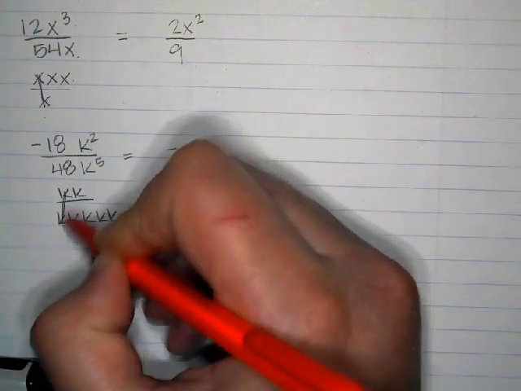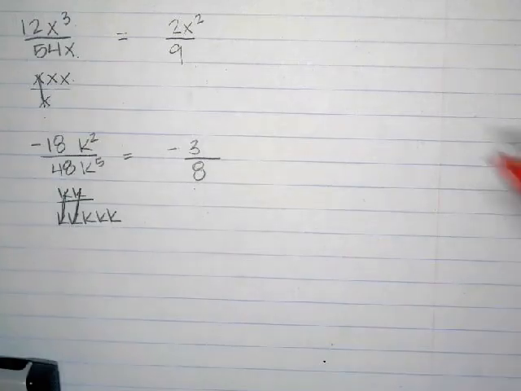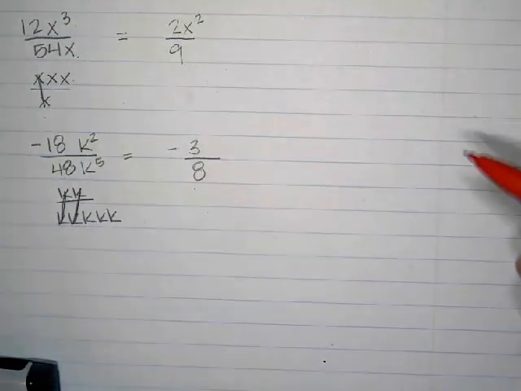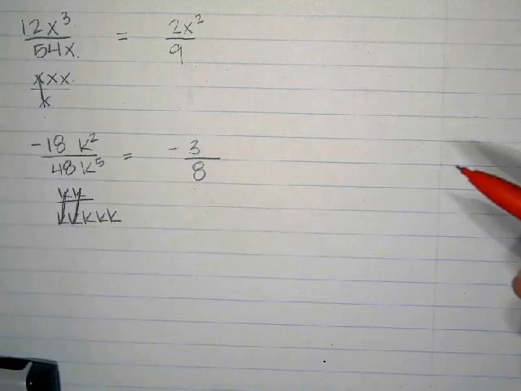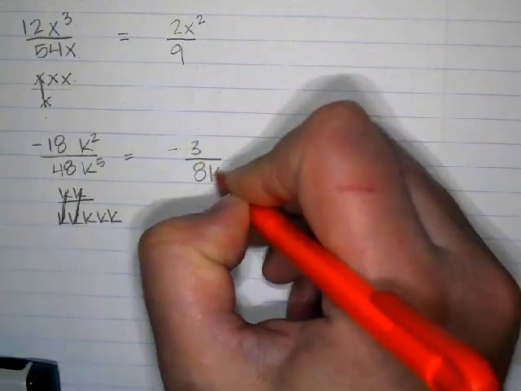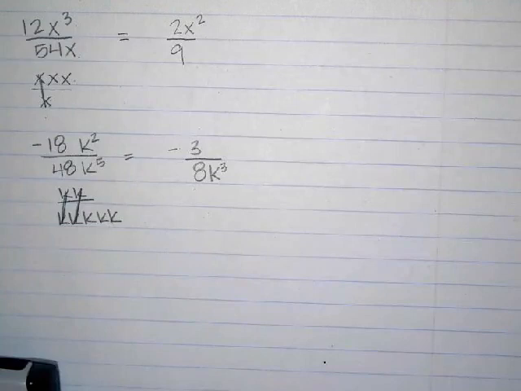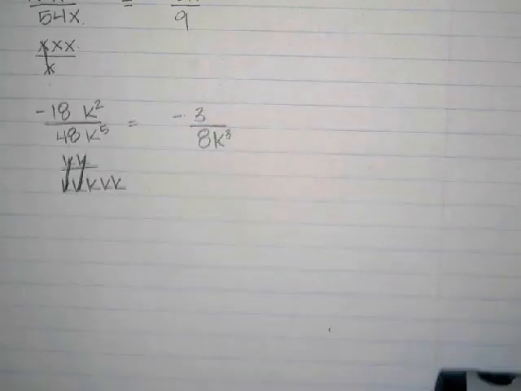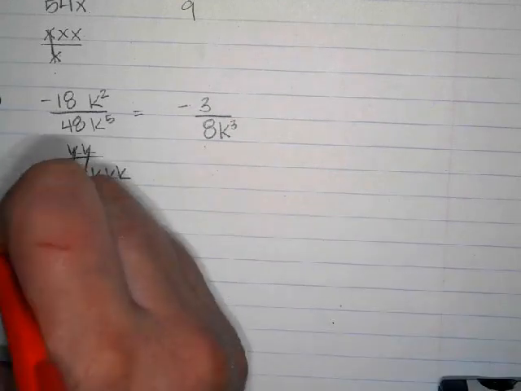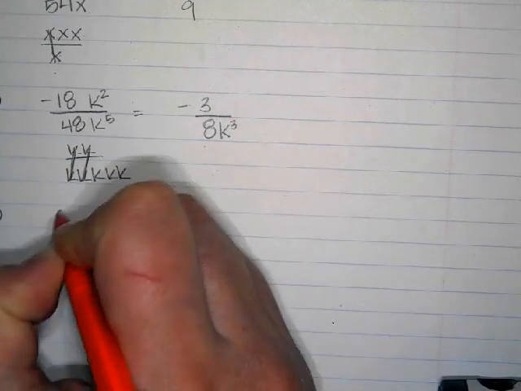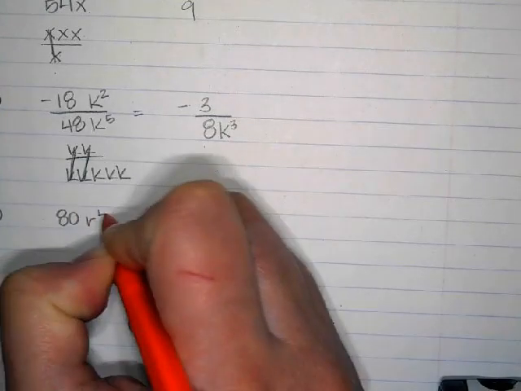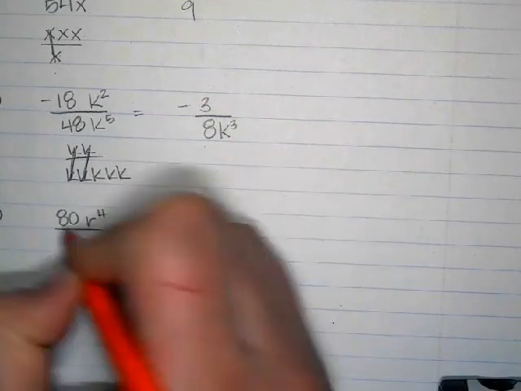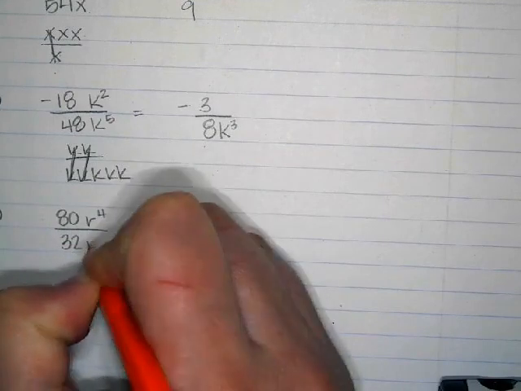We cancel. The k's on the top are gone. And how many k's are left on the bottom? 3. So we're going to put k to the 3rd on the bottom. Does that make sense? Yeah. Okay. Let's try another one. We're going to do 80 r to the 4th over 32 r to the 2nd.